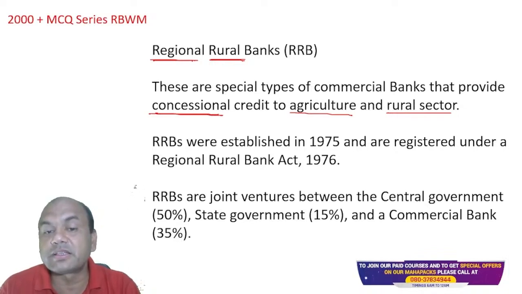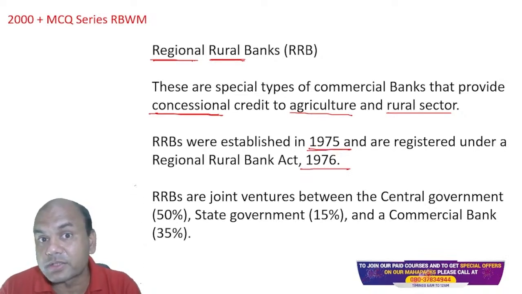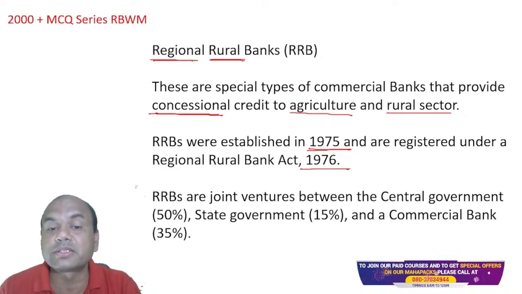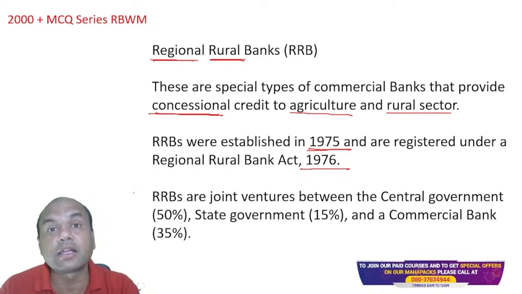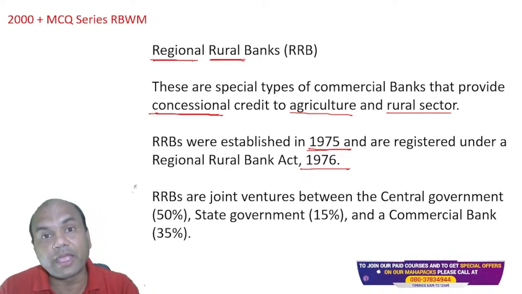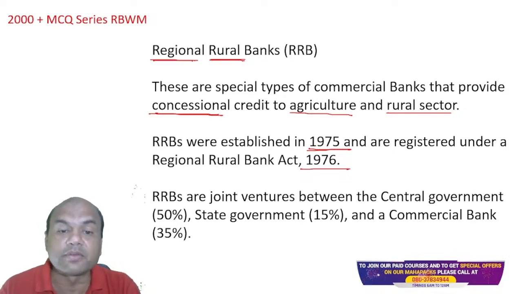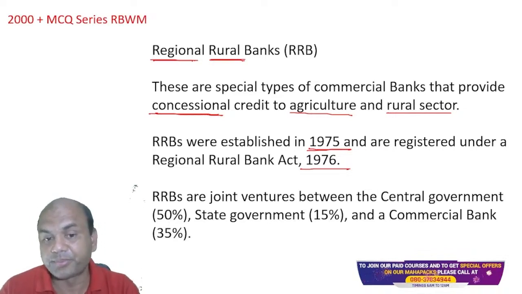RRBs were established in 1975 and registered under the RRB Act 1976. Remember, this Act is of 1976 and the bank is of 1975. Remember, these two years are reversed. Generally, what happens? The Act is first and banks are later, like the RBI Act of 1934 and then the bank in 1935. But here it's reversed, that's why this is important.